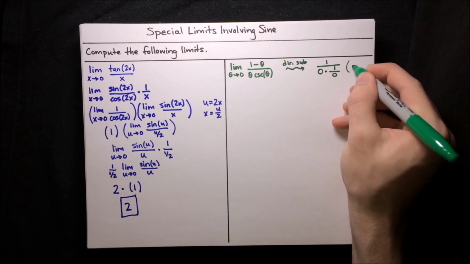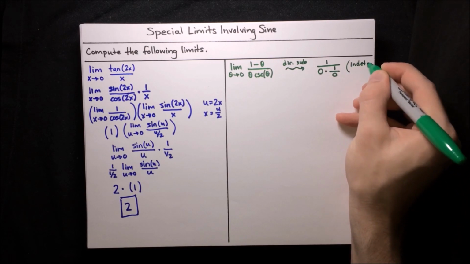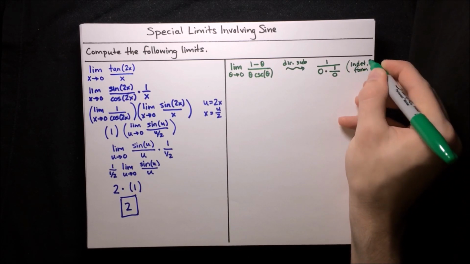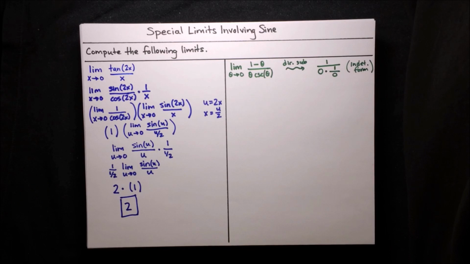So we still have indeterminate form for this limit. So what do we do? Well, why don't we start off by trying to simplify the limit so things can cancel, or so that we introduce a sine of theta over theta somewhere.